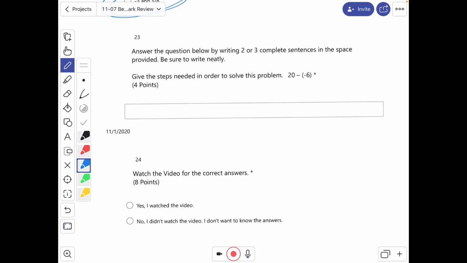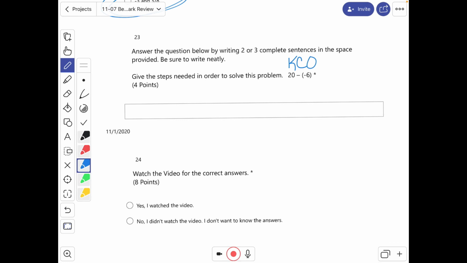Number 23. Answer the question below by writing 2 or 3 complete sentences in the space provided. Be sure to write neatly. So you need to use words to explain what we would do to subtract 20 minus -6. We would need to use the rule for subtracting integers, which is KCO. But when you're writing out sentences, we don't use abbreviations. We use what those letters stand for.